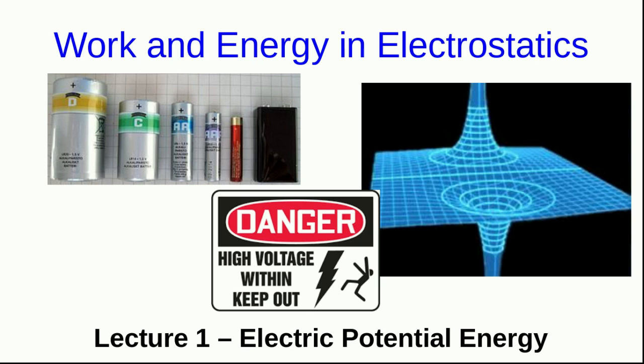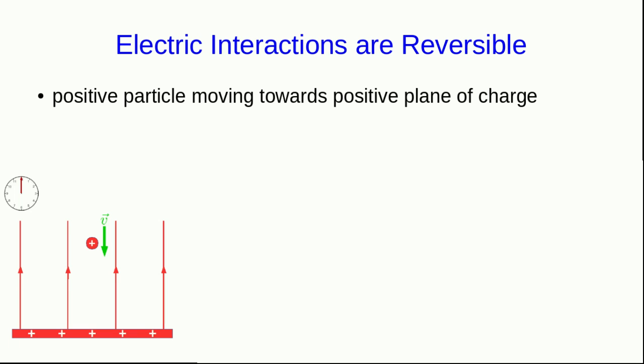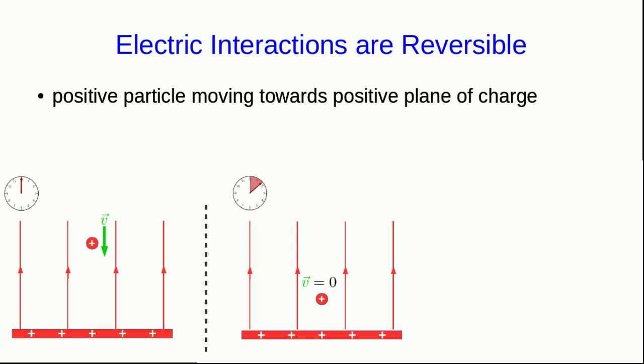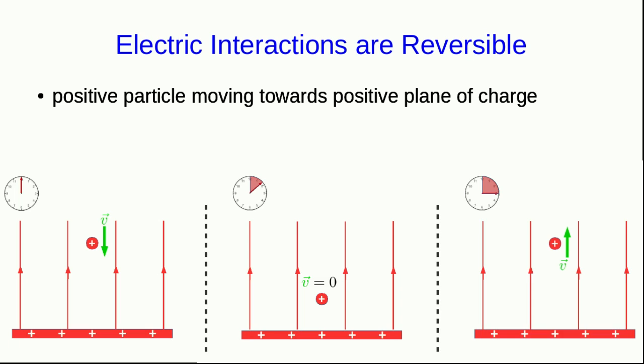Electrical forces tend to be non-constant, and so work and energy are a much more powerful way of dealing with them, and so it's time for us to do that. Let's think about a very simple situation of a positively charged particle moving towards a positive plane of charge. So the particle moves towards the plane of charge. It eventually comes to rest, at which point it turns around and moves the other way.